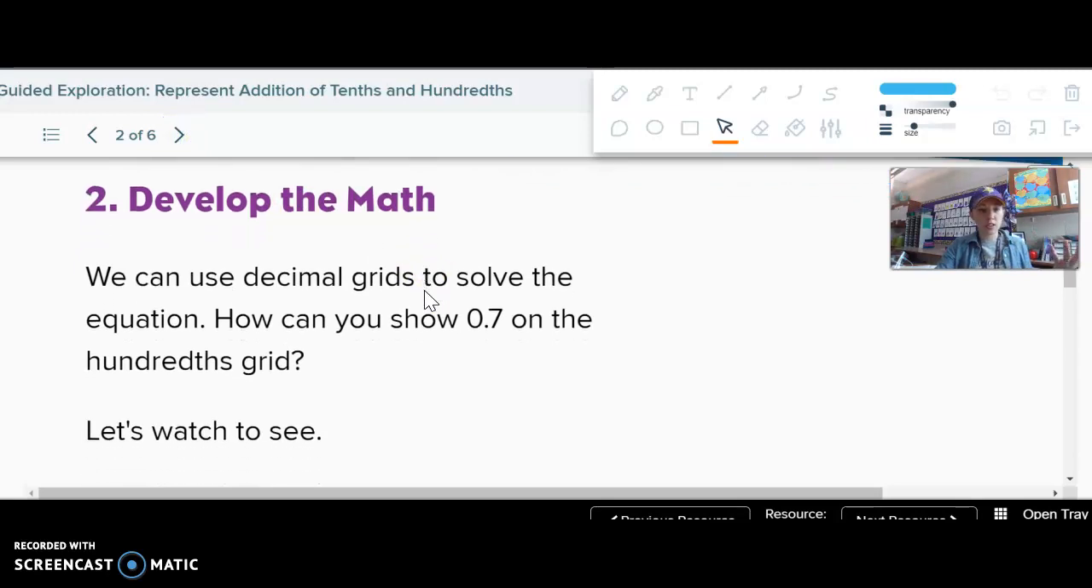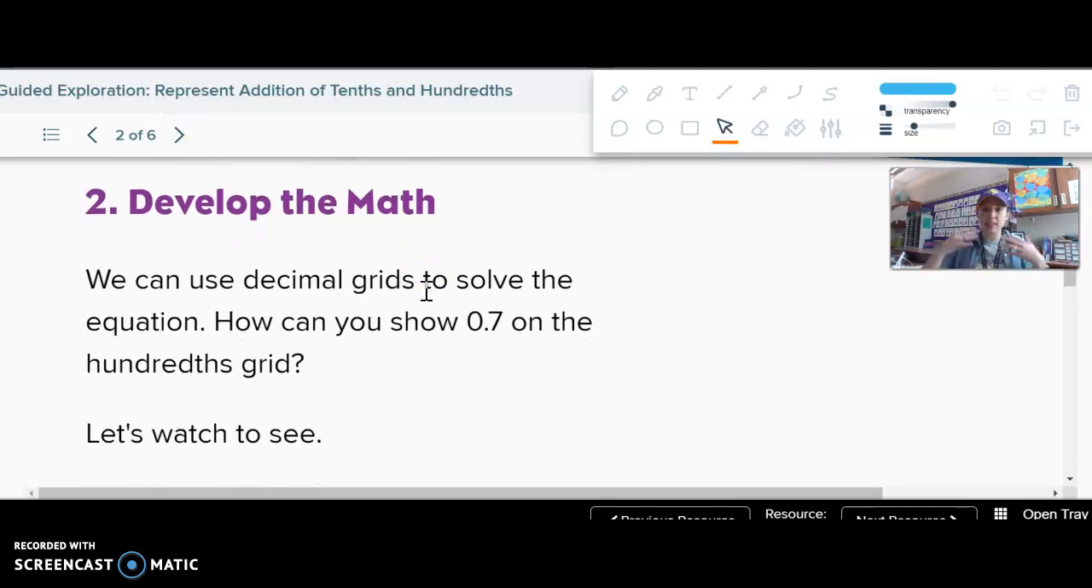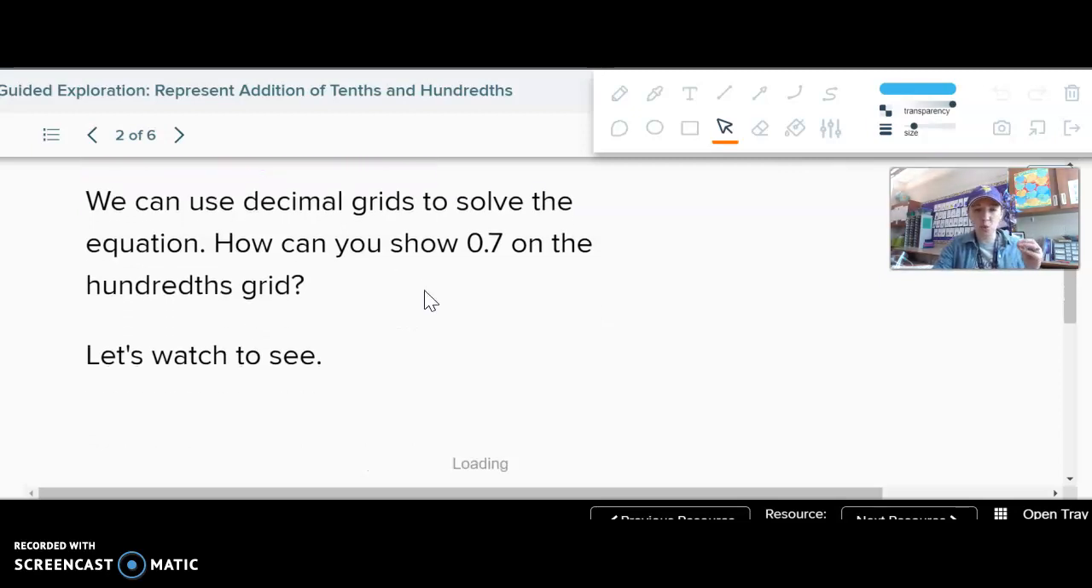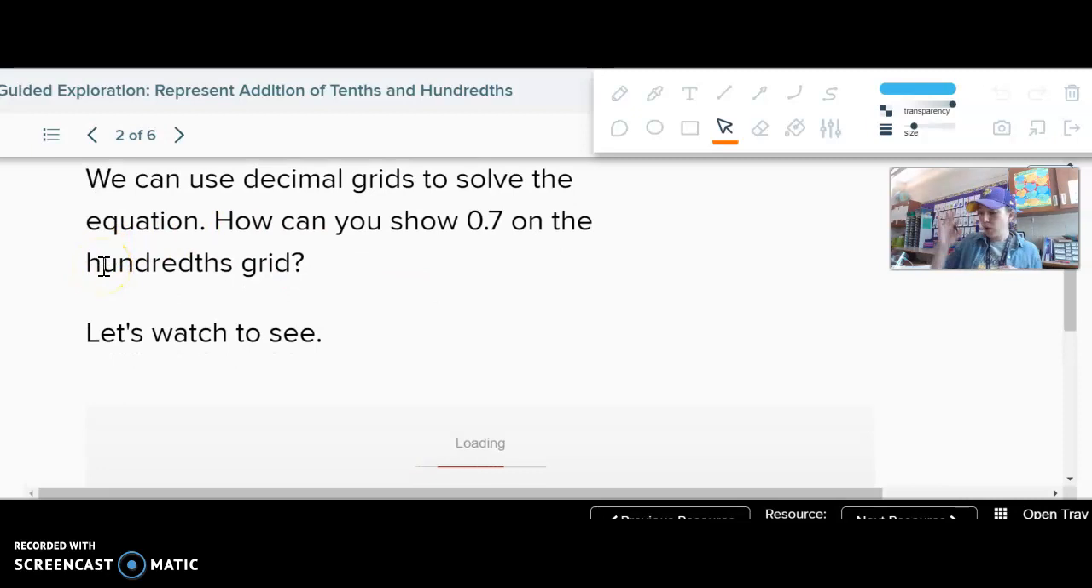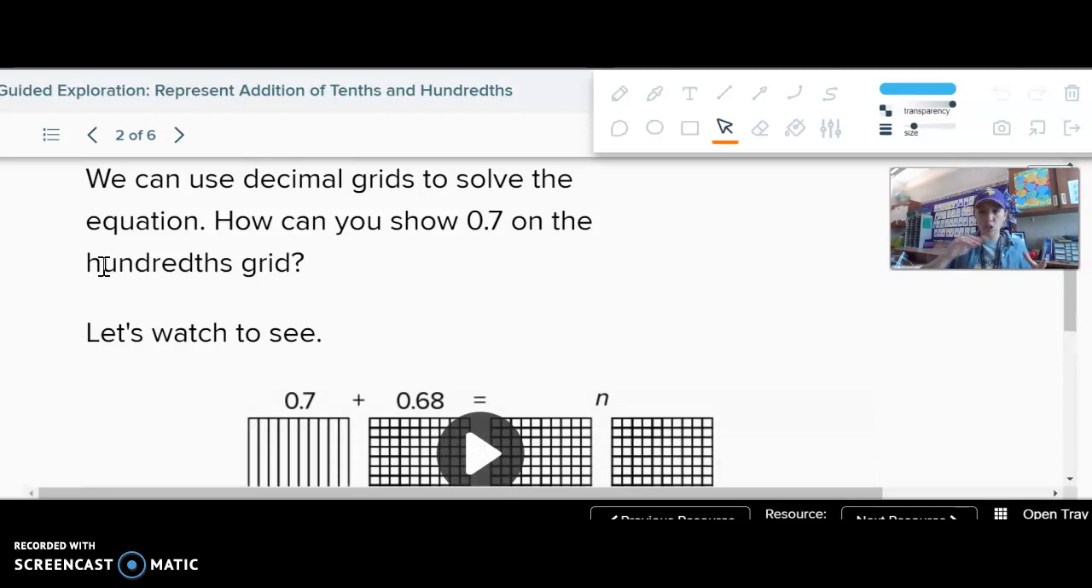So we can use decimal grids. I can explain how to use various strategies. We are going to think about some different things, but in this one, it's mainly going to be the decimal grids again, just to visualize them. We saw the picture of 7 tenths and 68 hundredths. You can fill it in on your chart as you watch the video or fill it in now.